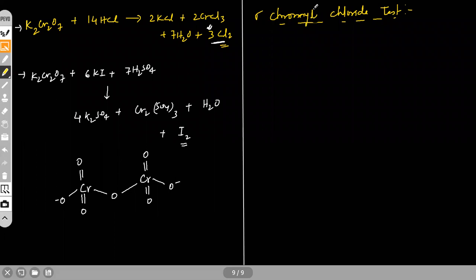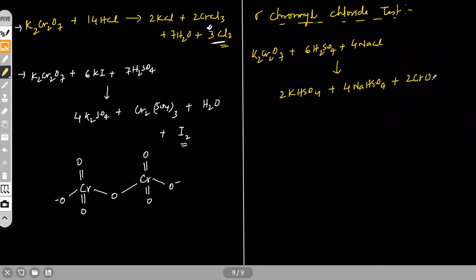Chromyl chloride test. Write down the reaction: K2Cr2O7 plus H2SO4 plus NaCl gives KHSO4 plus NaHSO4 plus 2CrO2Cl2 plus H2O. So this is chromyl chloride. We call it chromyl chloride.